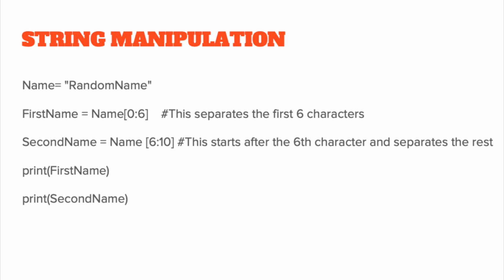Well, because every string is actually stored kind of like an array, even if you're using a variable, you could use the same technique. So here what I'm doing is simply assigning random name to name, and then in the first name variable I'm simply going to say name start with 0 and bring 6 characters back. So the first 6 characters are going to be stored in first name, which is random, and we do the same thing for second name, and then we print both of those out. So it's very easy for us to split a string in Python compared to other programming languages.